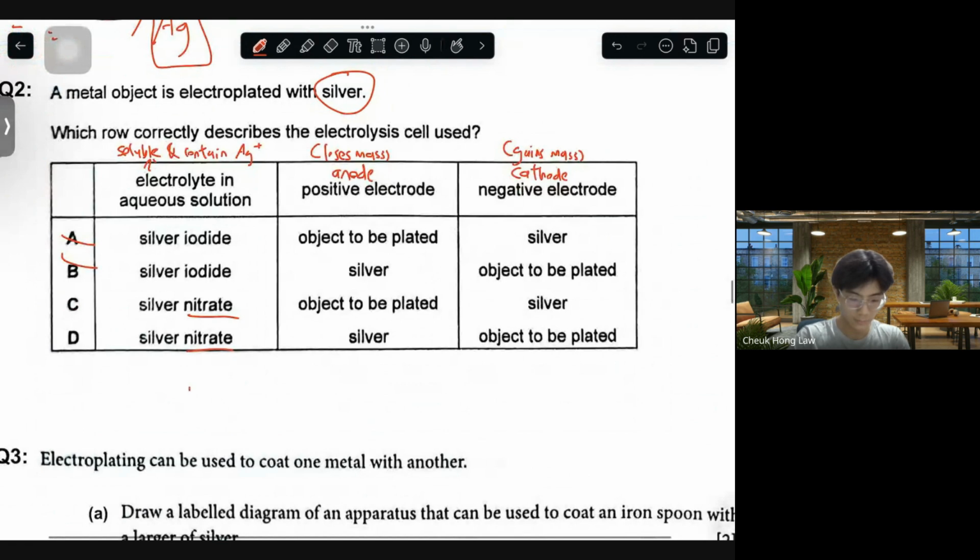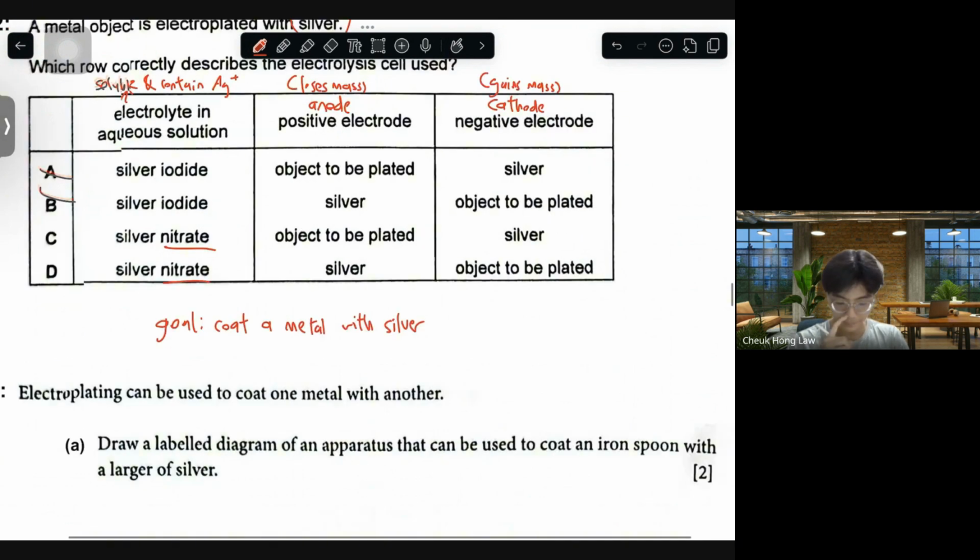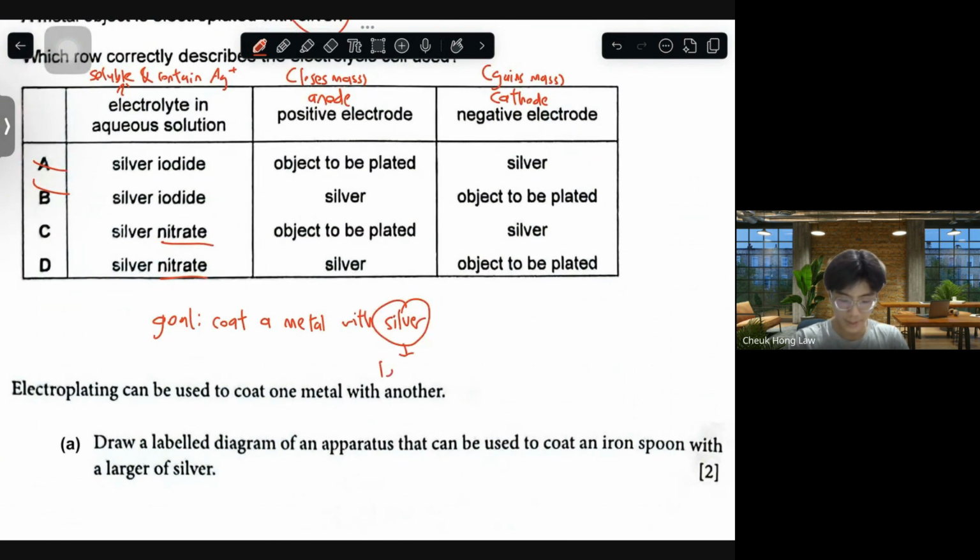So what is the goal? The goal is to coat a metal with silver. So silver will lose mass. Okay, then the metal will gain silver, right? So it gains mass. So which one gains mass? It is the cathode. The one that loses mass is the anode. So your answer is D.